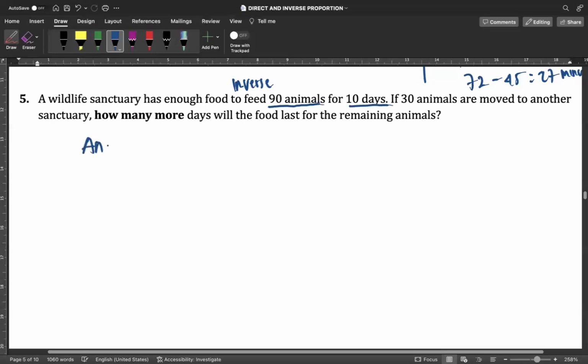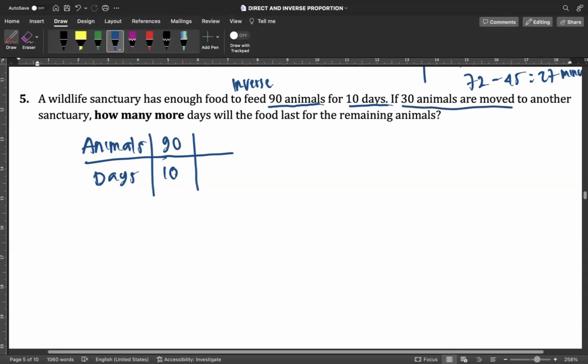So we can write here the animals and the number of days. 90 animals, 10 days. Okay, but be careful. 30 animals are moved to another sanctuary. So if 30 animals moved from 90, then we need to subtract first. So the remaining is 60. 60 animals, how many days?